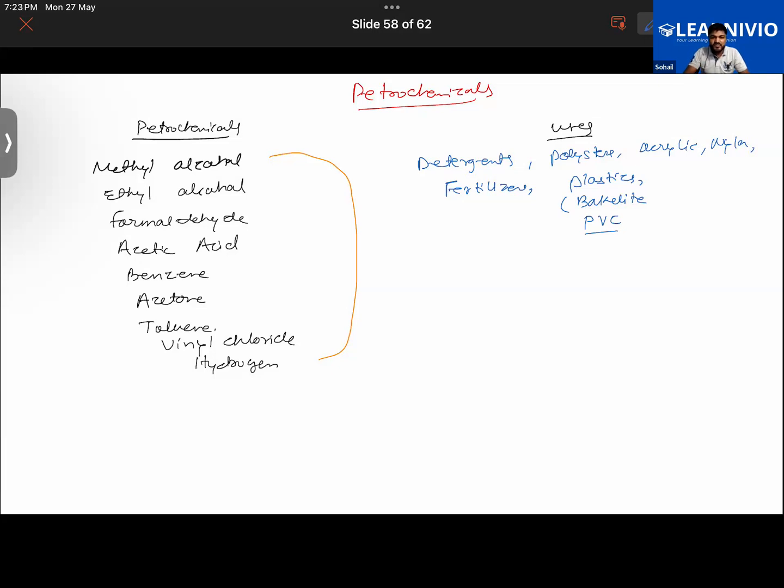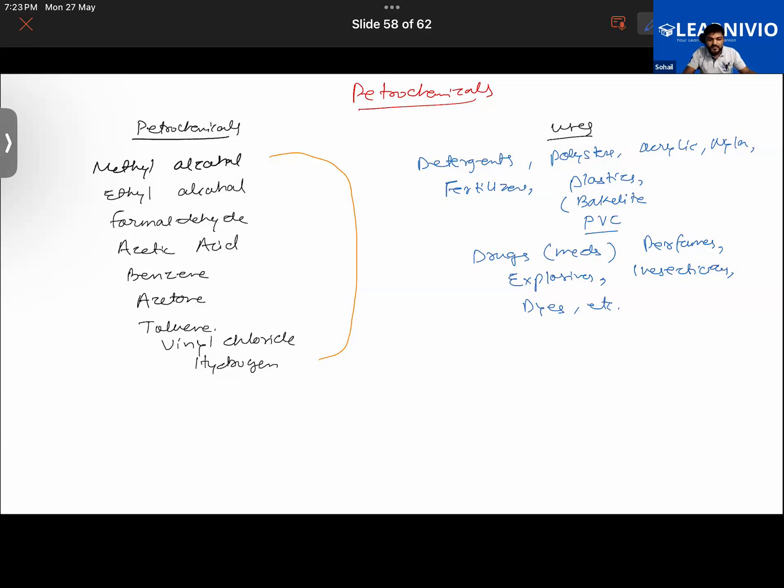Apart from this, it can be used in the manufacture of certain kinds of medicines also. Keep that in mind. Drugs, that is basically medicines. So there also it will be used. Apart from this, it will be used in manufacture of explosives, perfumes, and insecticides also. So these are some of the general uses. There's one more, dyes also, etc. So these are some of the petrochemicals which we have.